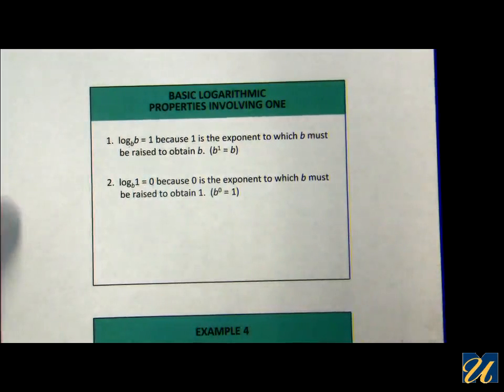So yes, these are called properties, but if you just understand basically converting these to exponential form, they make perfect sense, and there's really nothing there to memorize as a property. You just note that, yes, that's a statement of the obvious.